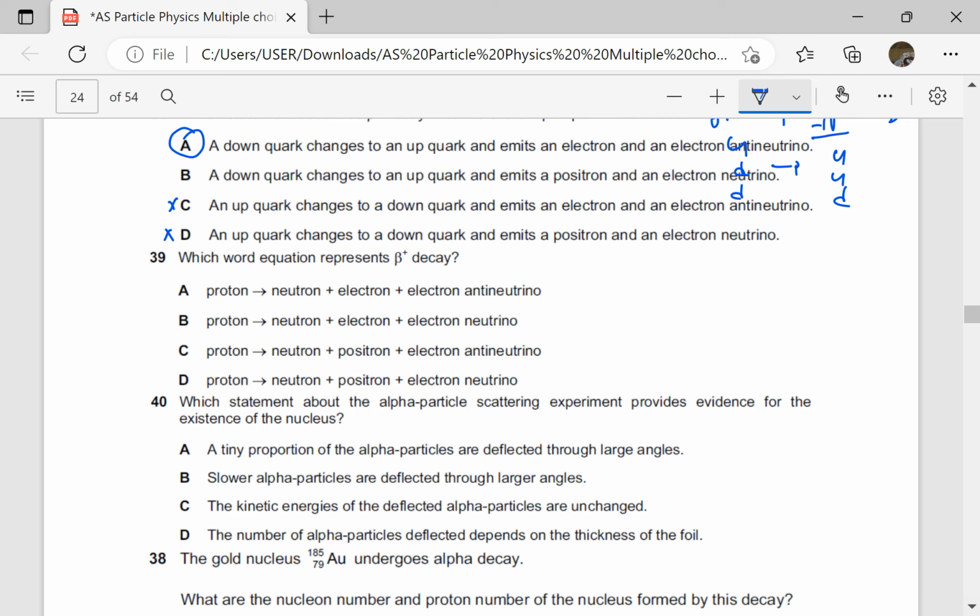Which word equation represents beta plus decay? In beta plus, a proton (p, 1, 1) changes into a neutron (n, 1, 0) plus a beta plus, which is (0, +1). A beta plus is a positron, which is accompanied by a neutrino, or an electron neutrino. So a proton changes into a neutron plus a positron, not an electron. So these two are wrong. It gives us a positron, but a positron is accompanied by a neutrino. So the answer is going to be D.